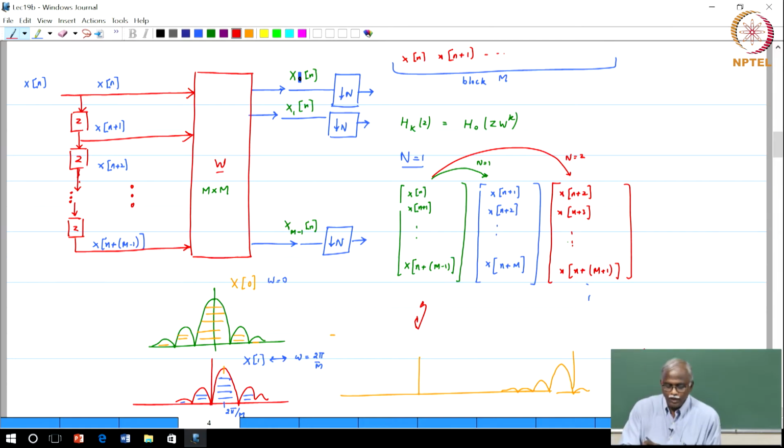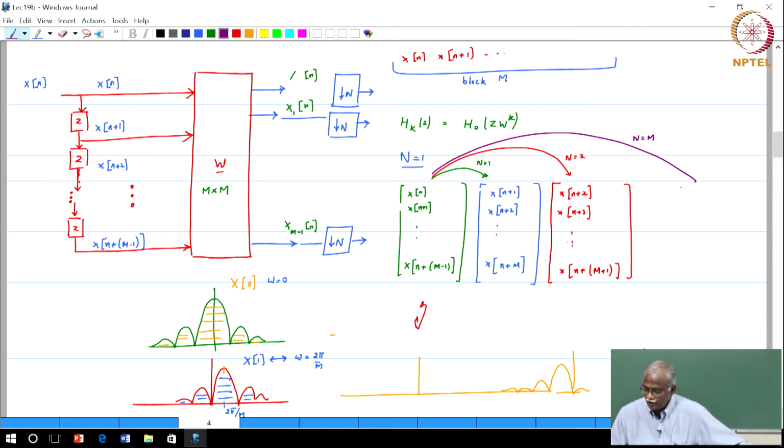Okay. Now, when does it become something of interest? I would like to look at the case where n equal to m. If I take n equal to m, then that is the non-overlapping DFT. If you remember the non-overlapping one, the next one will be x of n plus m, x of n plus m plus 1 dot dot dot x of n plus 2m minus 1.